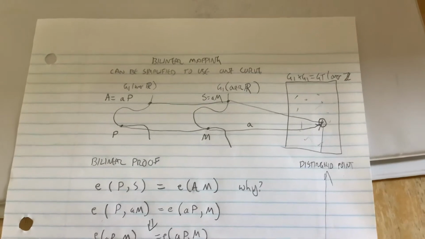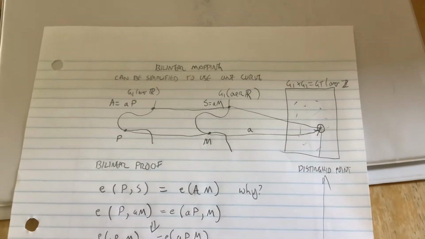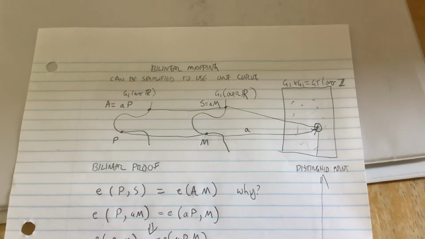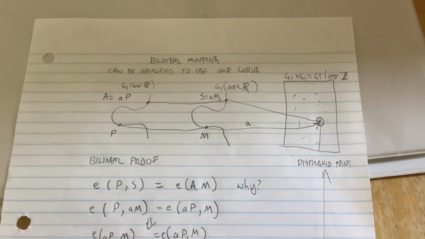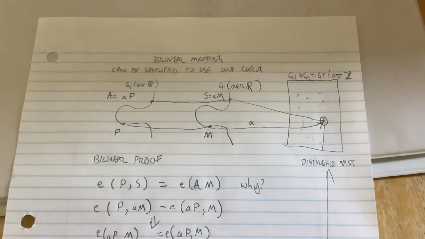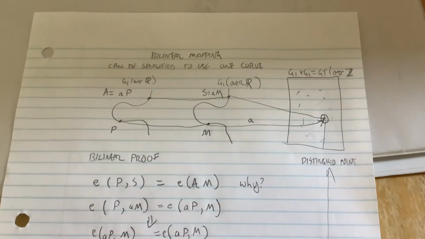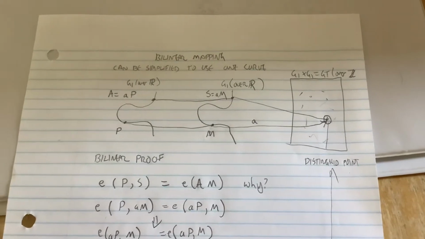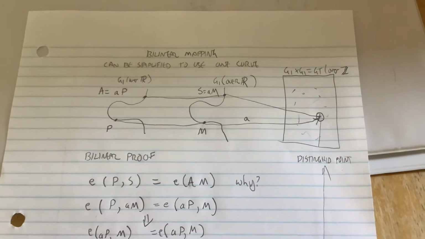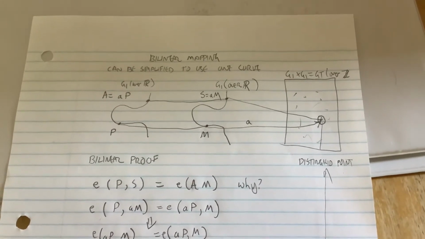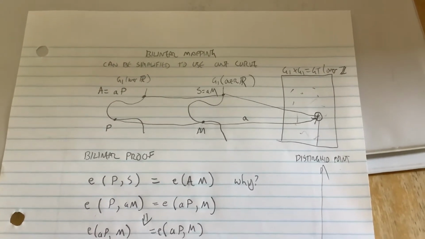There's a lot of preliminary stuff that I've been working on, but I just want to give you a sense of how the proofs work with bilinear mapping. In the case of the paper, they've simplified it to use one curve, G1. What I am trying to depict here is that even though it's one curve, it's used in two instances, so I'm calling it G1 and G1.